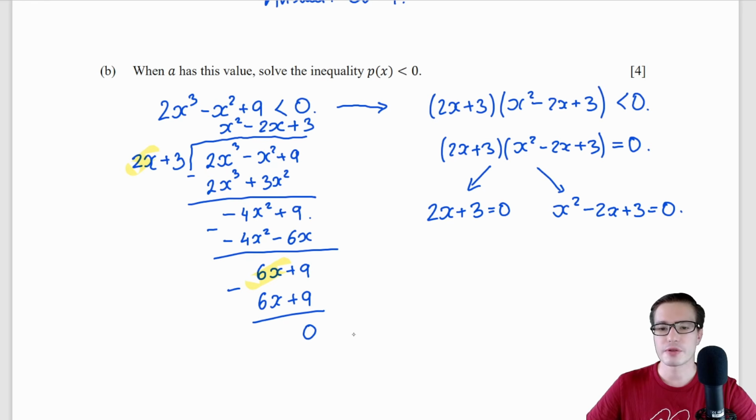And if you try to solve this equation using the quadratic formula, you will find out that it has no solutions, because b squared minus 4ac will be equal to 4 minus 12, which is less than 0, so it has no solutions.